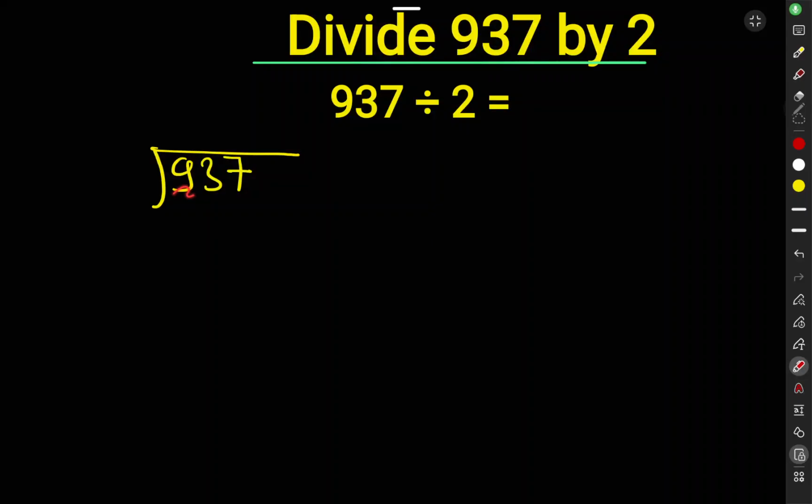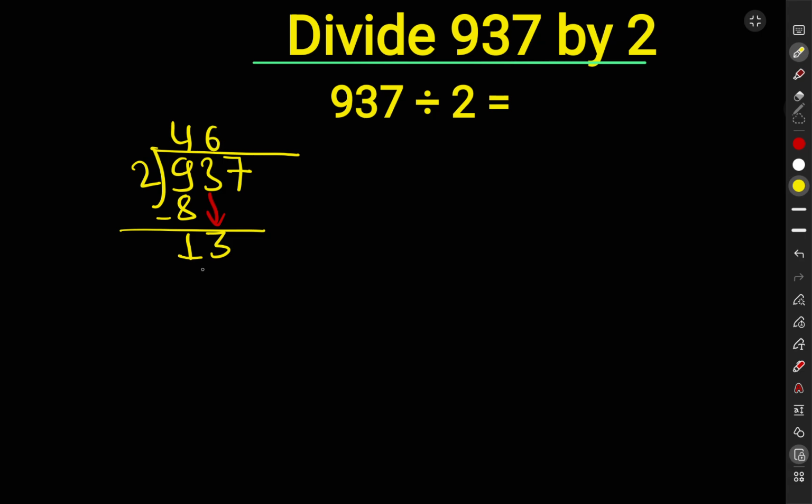We divide 937 by 2 in a long division method. So 2 times 4 is 8. On subtracting we get 1. So now we put down this 3 and it is 13.